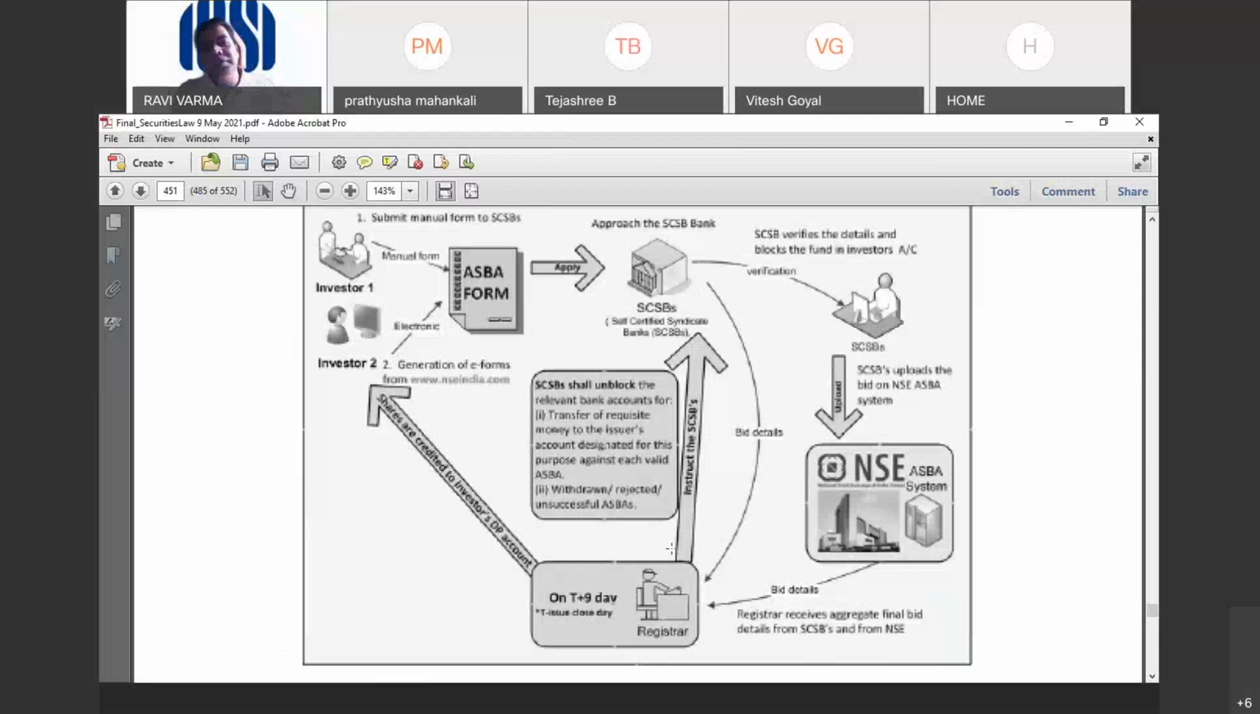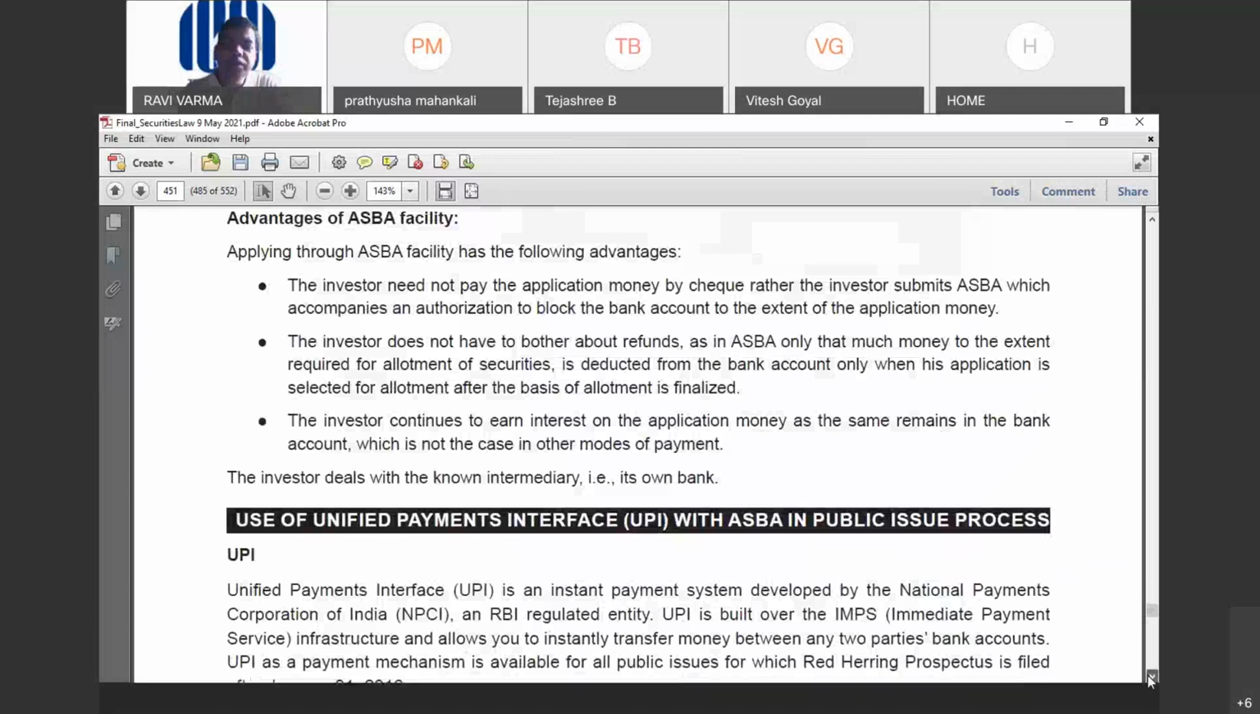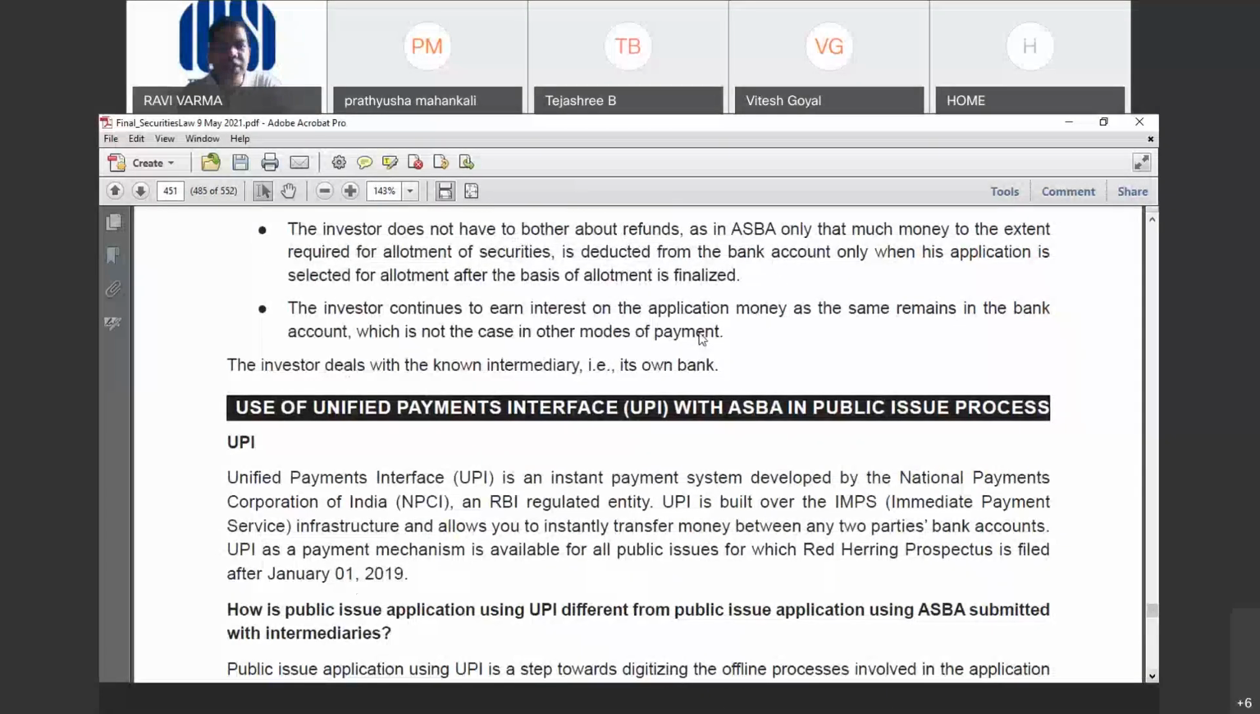Nowadays, you may say, sir, is ASBA still on? ASBA has become a process for the others, but for retail investors a new process has come, which you must be knowing, UPI. Before moving to the next, how many of you are using Google Pay or PhonePe, whether you have a fair idea, yes or no? Just indicate yes or no.